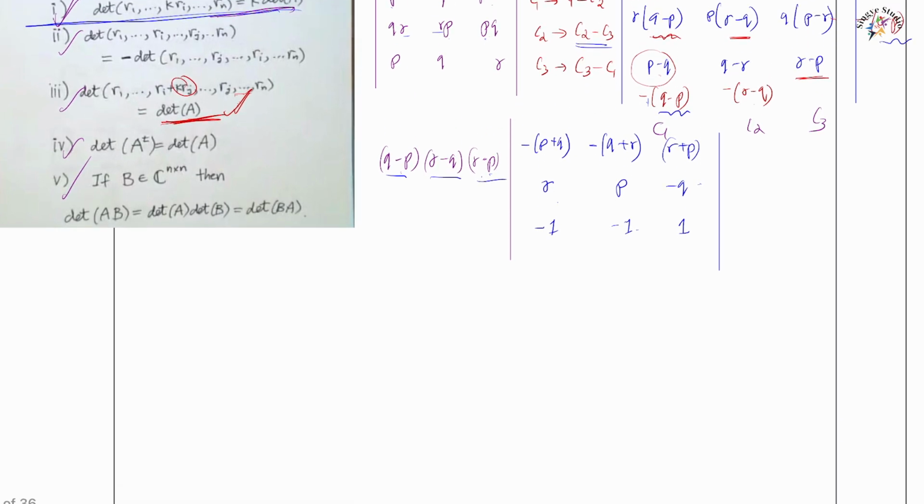Now if you observe very carefully, I can further do some operations to simplify this. What I want to do is operate on column 1 by adding column 1 with column 3. If I do that, I will get r plus p minus of p minus of q, right? So p will get cancelled, so r minus q.